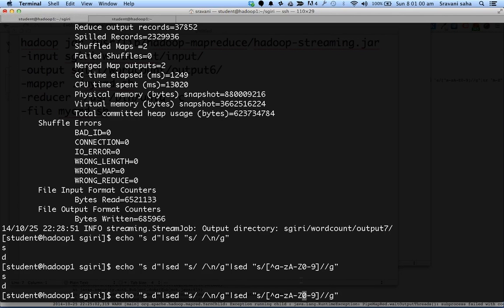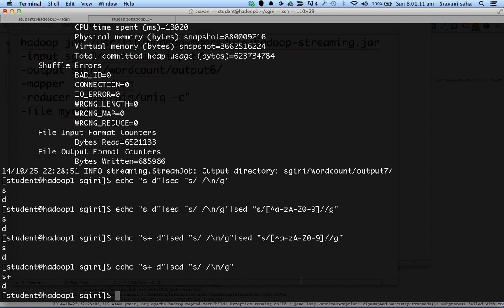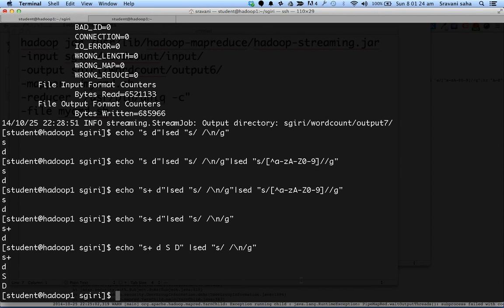So let me put something else here, and I'll go step by step. That will look really nice to you. You have got these two words, S plus and D, and here you have capital S and capital D, right? So this is your input line. You replace the space with a new line.